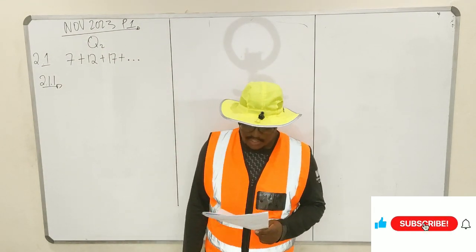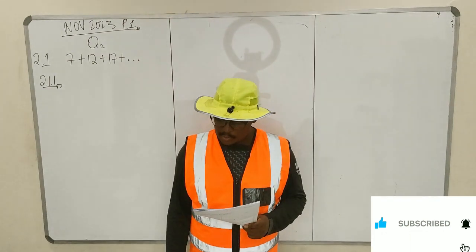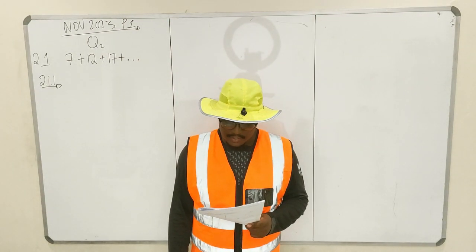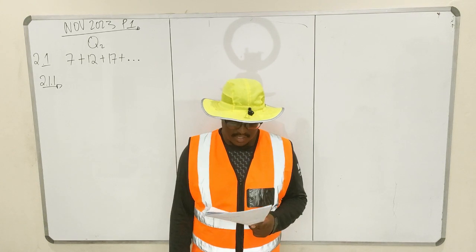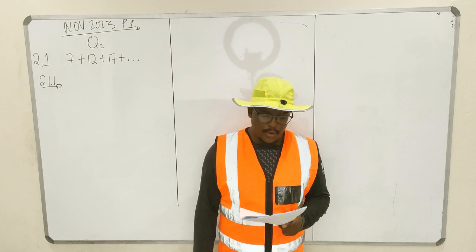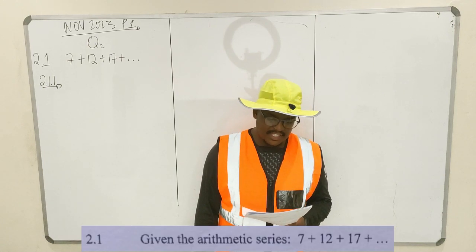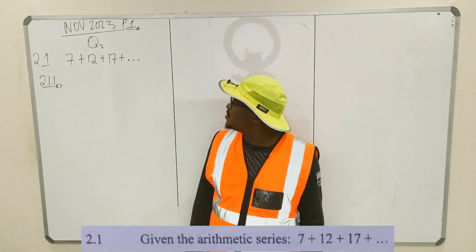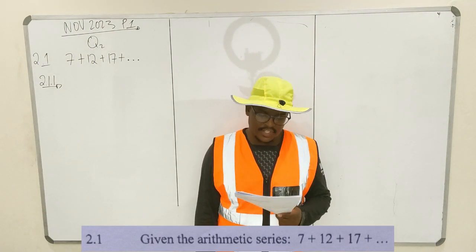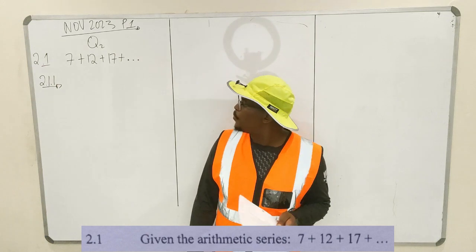So in this video, we're doing question 2 of the November 2023 question paper, Mathematics Paper 1. It looks like we have arithmetic series and quadratic number patterns. So let's get started. 2.1. Given the arithmetic series, we are given this series here, and we are told it's an arithmetic series. So let's go to 2.1.1.